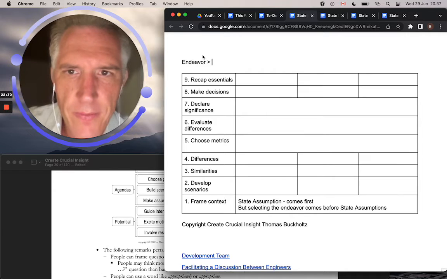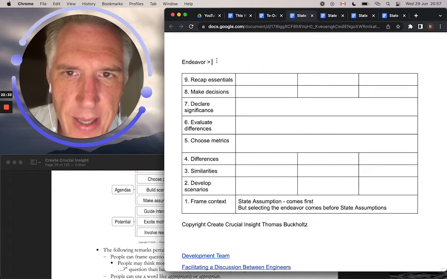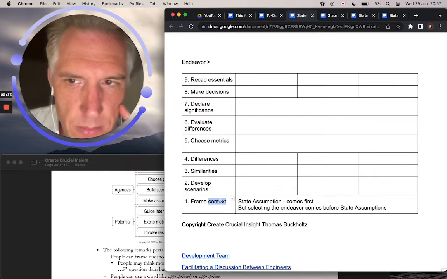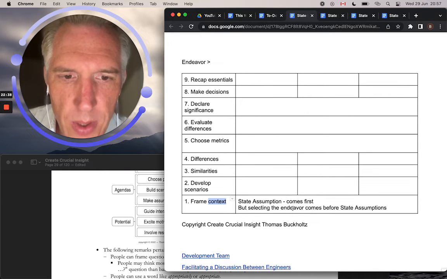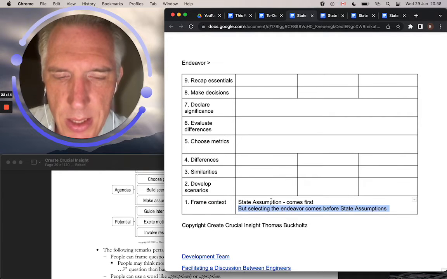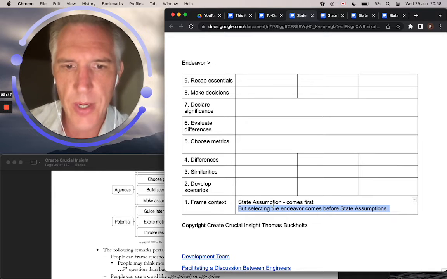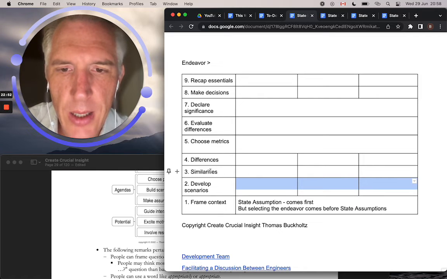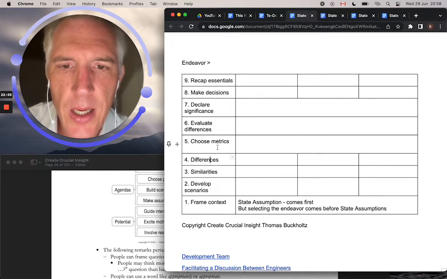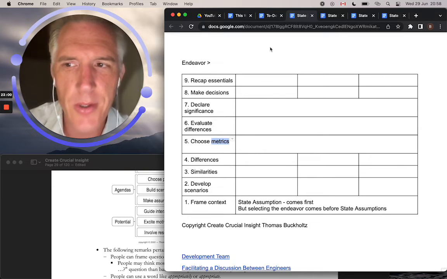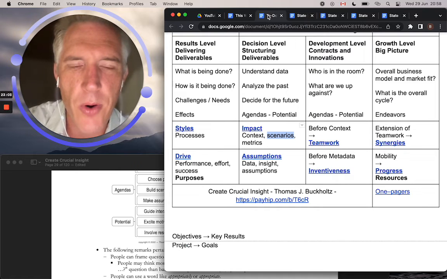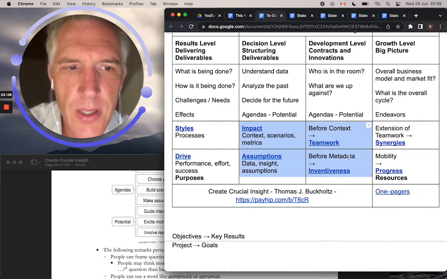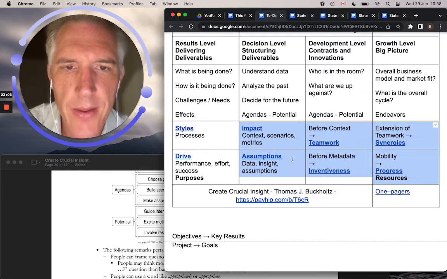Because the endeavor actually goes up here. We have to write the endeavor first, and then after we have the endeavor, we can frame the context. But like I said, context will come from the research that you do through the state assumptions checklist. And once you have that research completed, you'll be able to develop those scenarios, clearly identify the similarities and differences, and also start to put together some metrics. So that's the crash course about how this thing actually comes together.